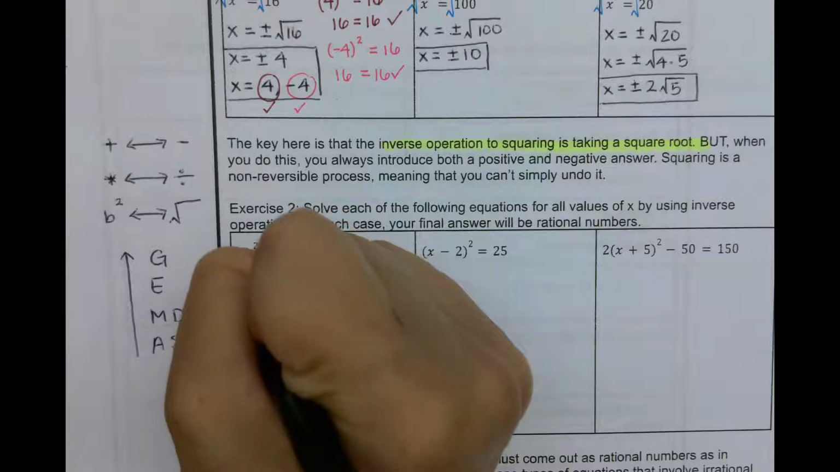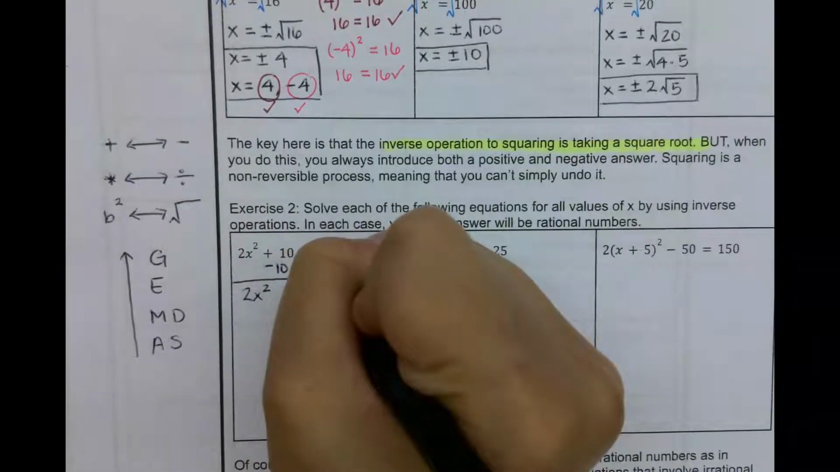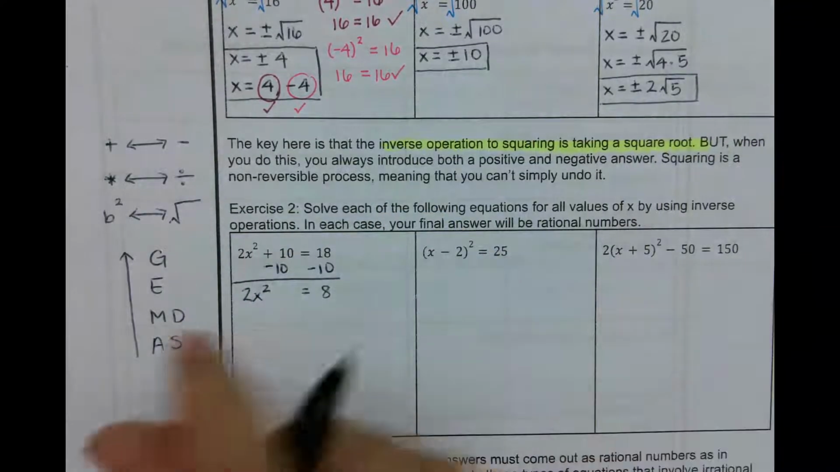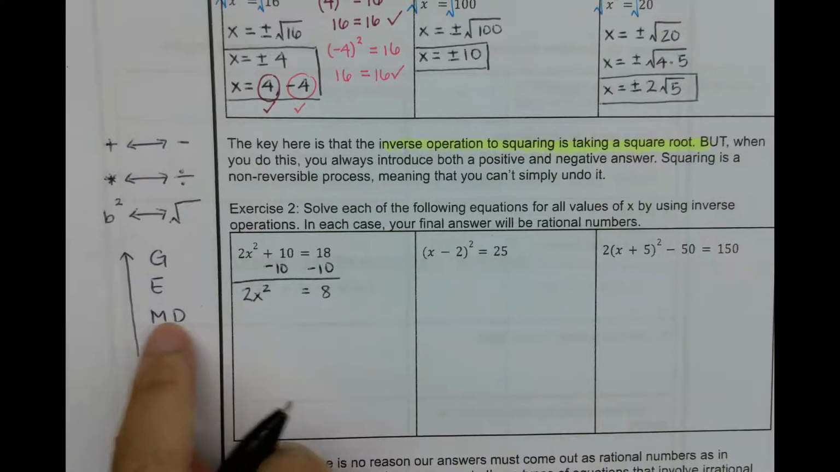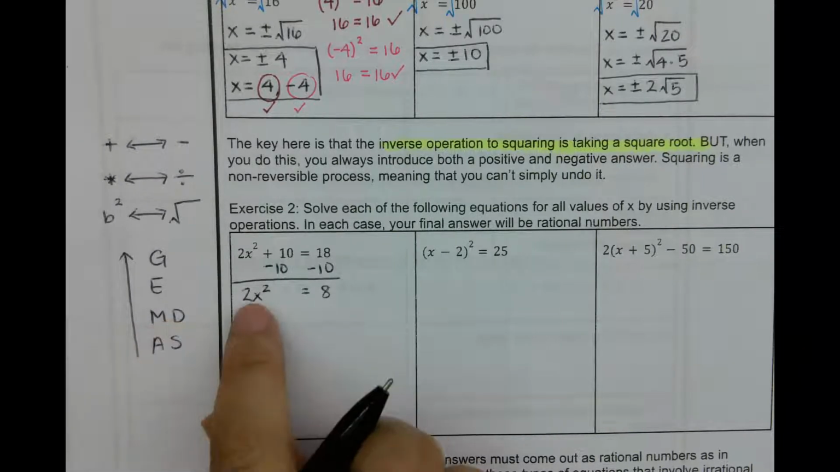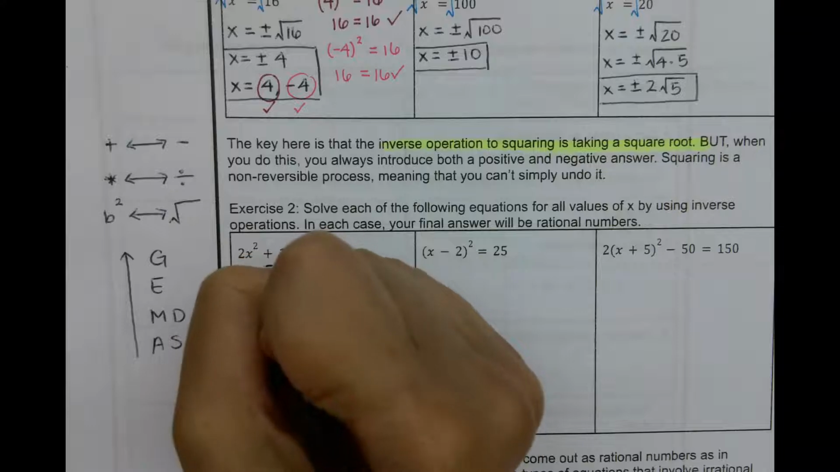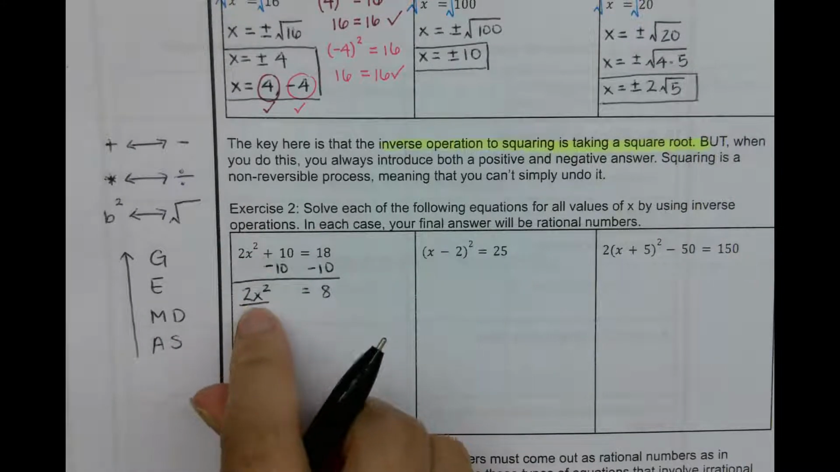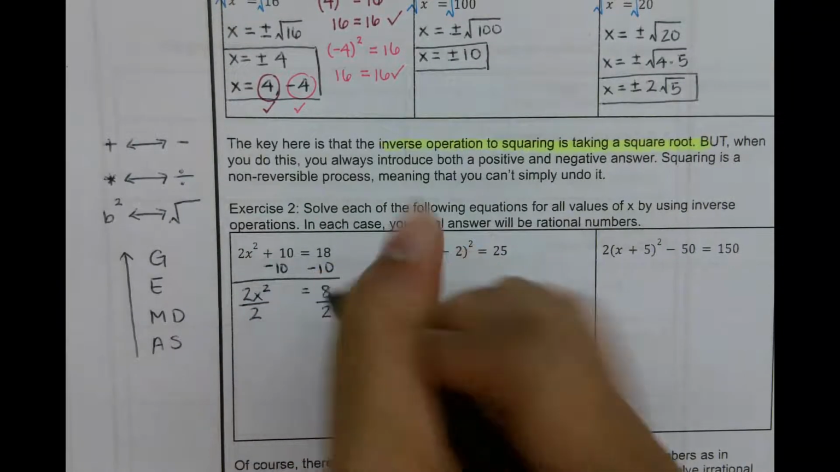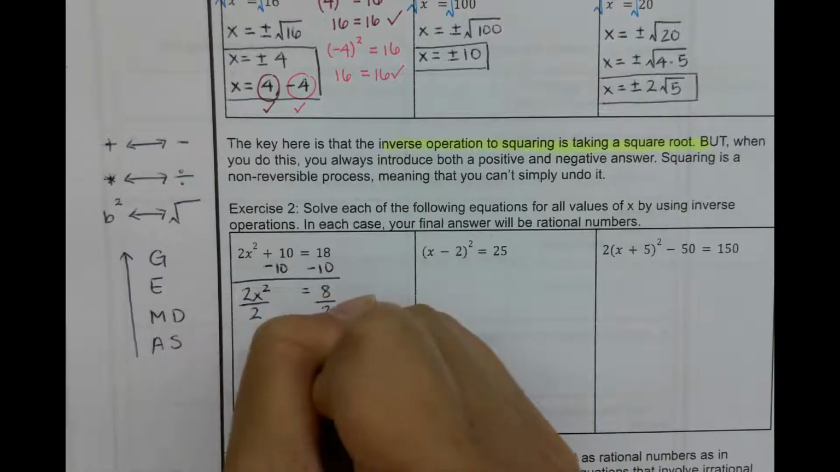So 2x squared equals 8. After addition and subtraction is multiplication and division. So I'm going to get rid of this 2. Since it's 2 times x squared, the opposite would be to divide. I have x squared equals 4.